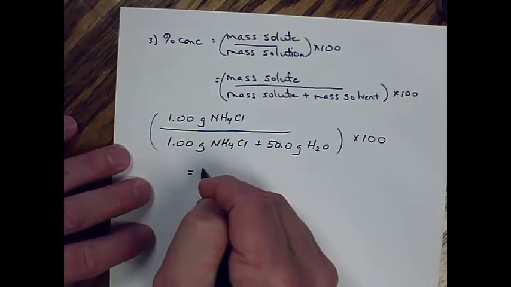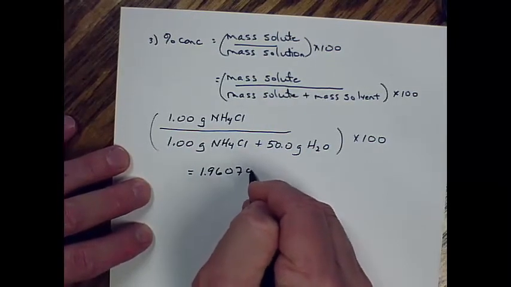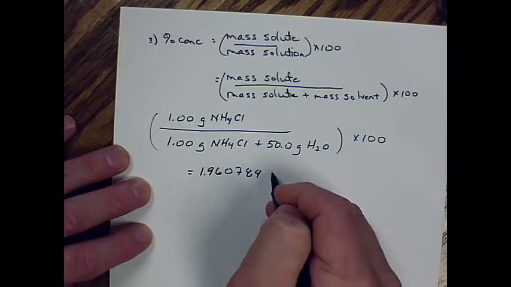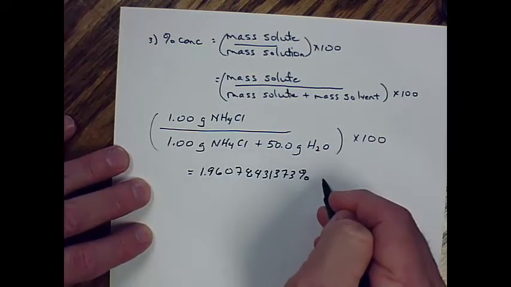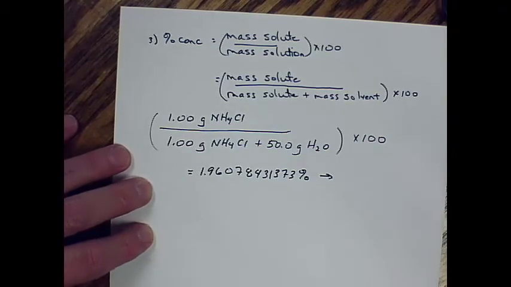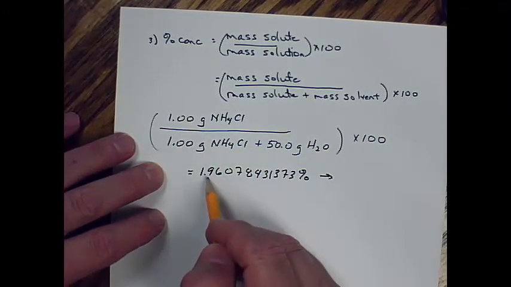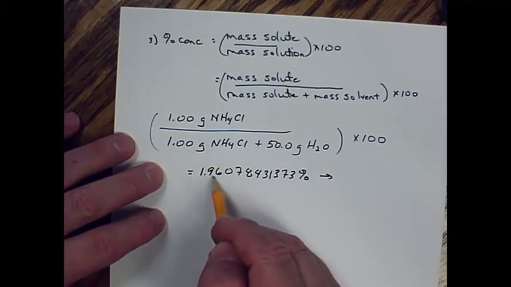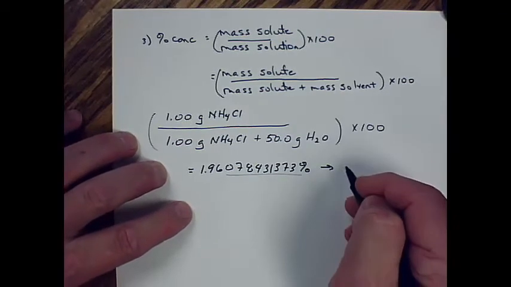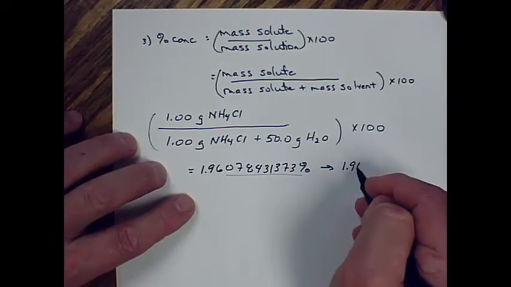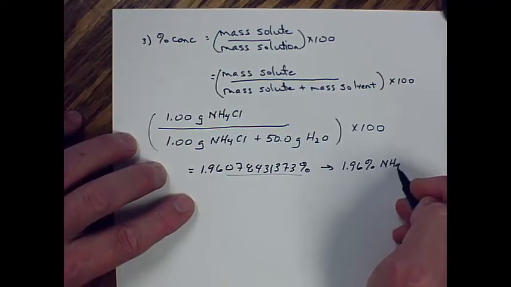We get 1.96078431373%. Going to round that off to the correct number of significant digits. We've got 3 significant digits in all 3 of these numbers. So we want 3 significant digits here, 1, 2, 3, underline everything else, draw an arrow to show a rounding off, and we get a percent of 1.96% ammonium chloride.